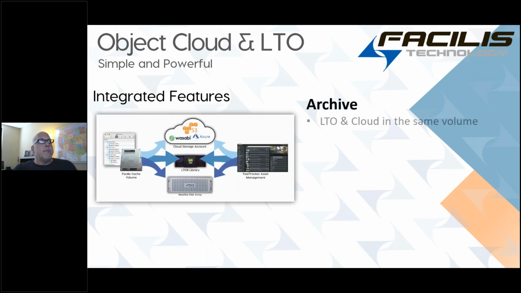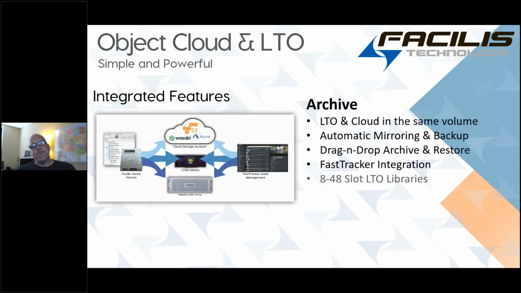But just to sort of talk about how this all started, the integrated feature of Object Cloud and Object LTO started around archive. So we have LTO and Cloud existing in the same directory structure, in the same volume, which is the cache volume, and the cache volume is another volume that you can create through the standard volume management tools in Facilis Hub or TerraBlock if you have an older system.